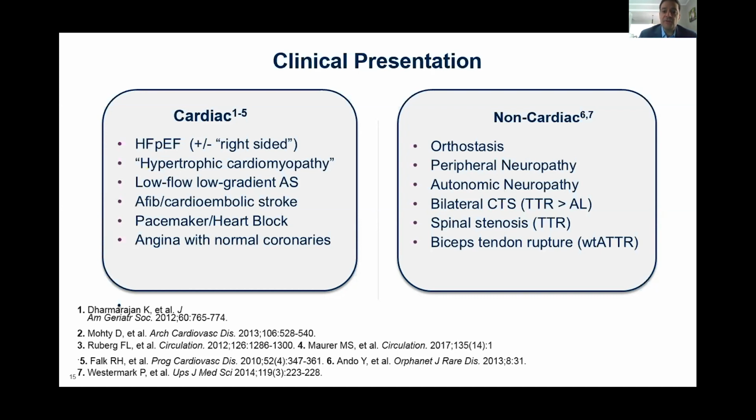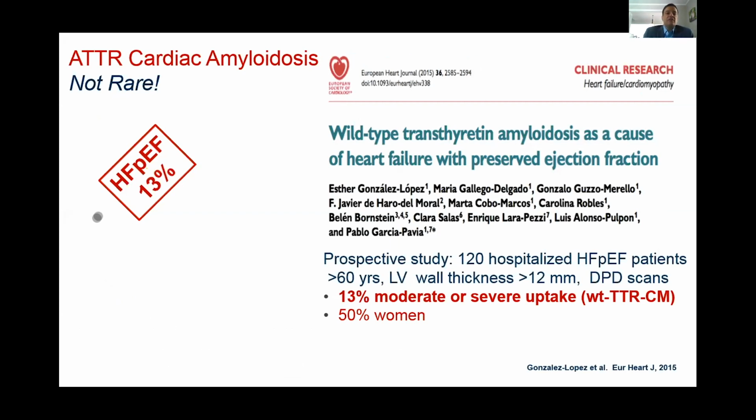Now, bilateral carpal tunnel syndrome is actually common in TTR. It's also seen in AL, but quite common in TTR, as is spinal stenosis and rupture of the distal biceps tendon. So how common is ATTR cardiac amyloidosis? It's actually not rare. It's much more common than we thought. About 25% of patients over the age of 85 on autopsy studies actually have TTR amyloid deposits.